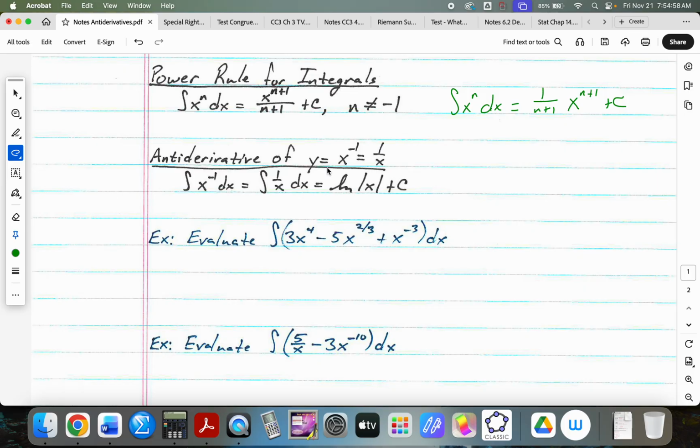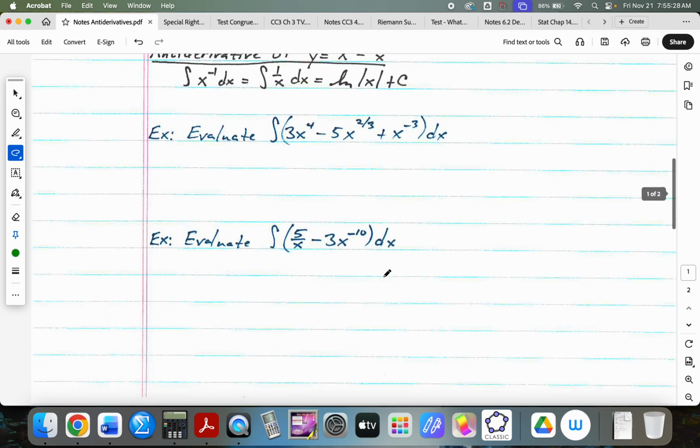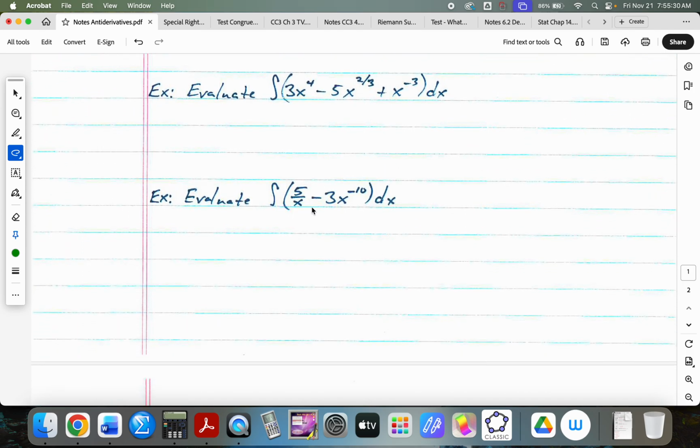Another antiderivative that you need to know is if y is equal to x to the negative 1 or 1 over x. Remember, those two are the same thing. So the antiderivative of either of those is the natural log of, notice, we slap on some absolute values here. Why? Well, because natural log is not defined for anything that's negative. It's only defined for positive numbers.